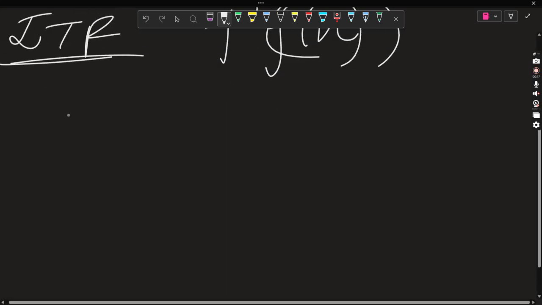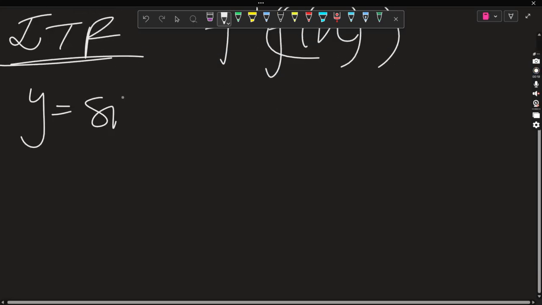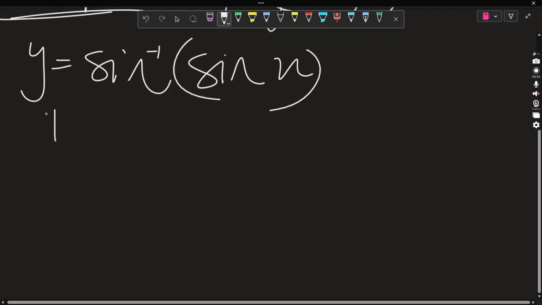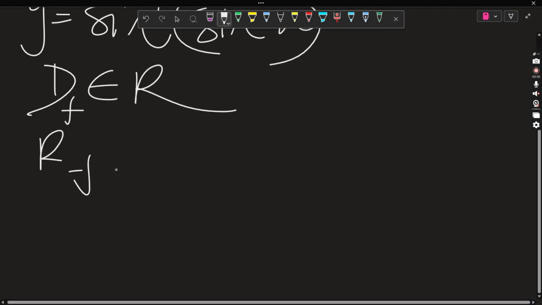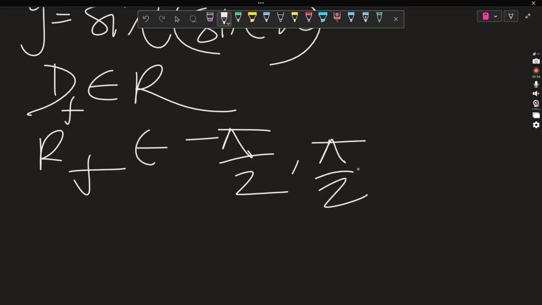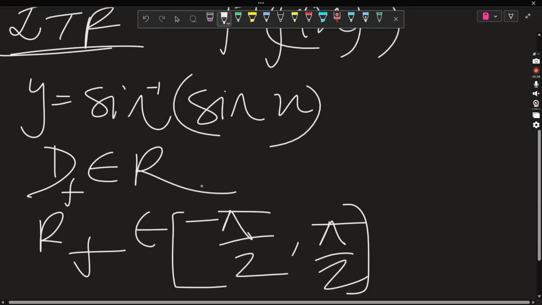So, firstly, y is equal to sine inverse of sine x. The domain comes out to be all real, and the range comes out to be minus pi by 2 to pi by 2 for this function, right?